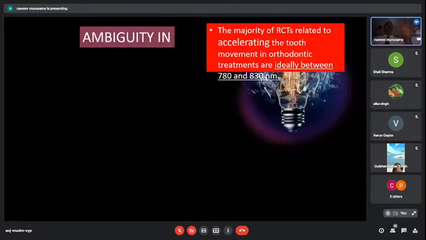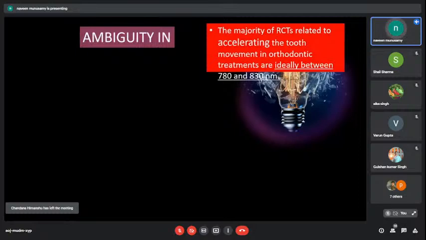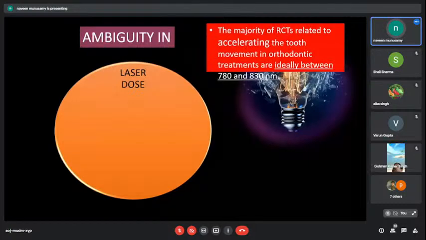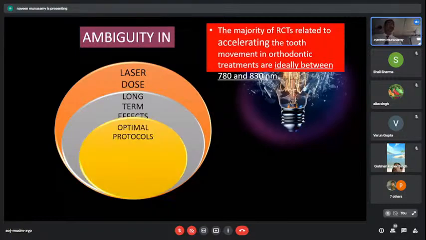So the ambiguity in terms of low level is the same: the majority of RCTs related to accelerating tooth movement in orthodontic treatment are ideally between 780 to 850 nanometers. Laser dosage again is a problem. We are not aware of what should be the most appropriate laser dose. We are not sure what the long-term effects of the lasers are. We are still not sure about optical protocols also.